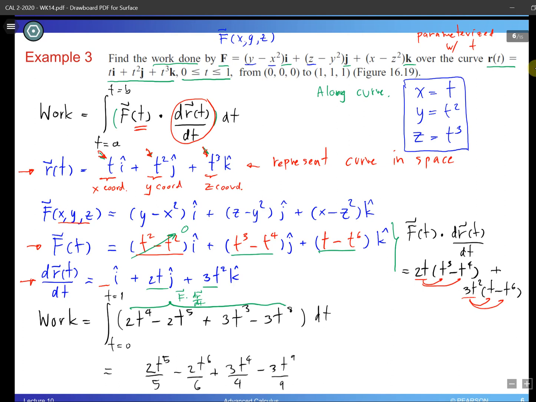And we need to evaluate this at two values, t equal to 0 and t equal to 1. So this 1 goes in here, here, and here. So we get 2 over 5 minus 2 over 6 plus 3 over 4 minus 3 over 9. And we are supposed to put in 0 too. And as you can see here, 0 goes in, everything goes to 0. So we don't need to worry about that. And we just need to calculate these fractions. And in the end, we are going to get this term, 29 over 60, as the answer for this example number 3, the work done by this force field along this curve.